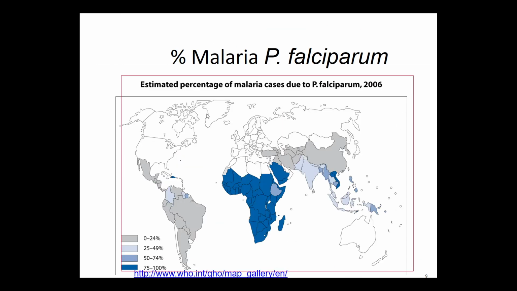Malaria falciparum: the estimated percentage of malaria cases due to falciparum is the highest in Africa. There are some cases in South America and in Asia, but most cases are in Central Africa, or just Africa. Maybe up to 75, 100%. It's an African thing.